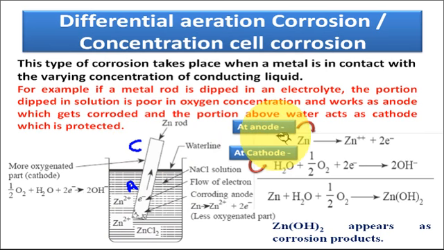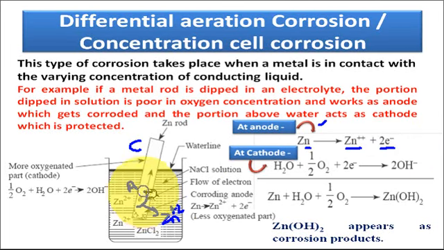At the anodic part, oxidation takes place, and the zinc undergoes oxidation and is converted into zinc 2+ ions plus 2 electrons. So here oxidation of the metal takes place and slowly zinc ions come into the solution through the rod due to the oxidation reaction, and electrons are released.